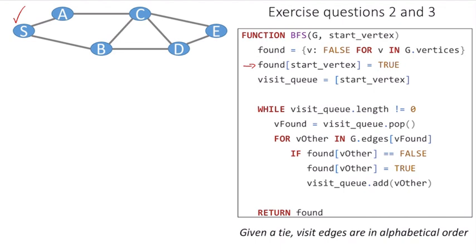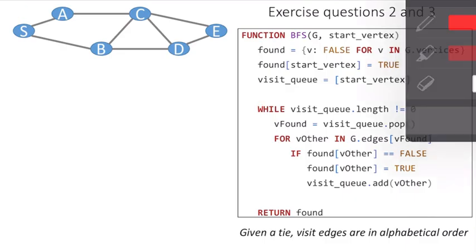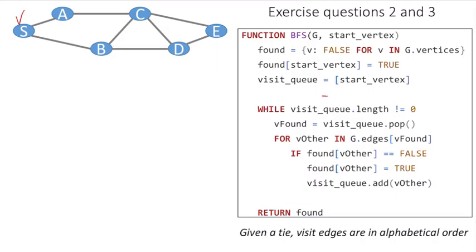We're going to have a visit queue, so I'll just call that queue, and I'll add things to it here. So that currently just has the start vertex on it. And then the first thing we do inside the while loop is pop out that start vertex and then loop over all of its edges. Well, these would be the two edges of the start vertex. So the other two vertices, A and B, have not been found, so we will mark them as found and add them to our queue.